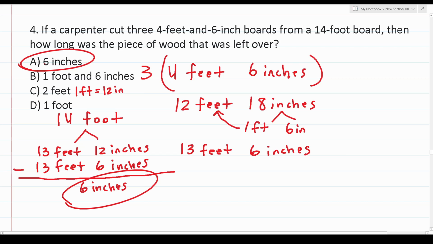In other words, after cutting these 3 boards from a 14-foot board, he'll have a piece of wood that's 6 inches left over. All right, so that's that one. Again, you have to know some very basic conversions for the ASVAB, such as the fact that there are 12 inches in every foot.